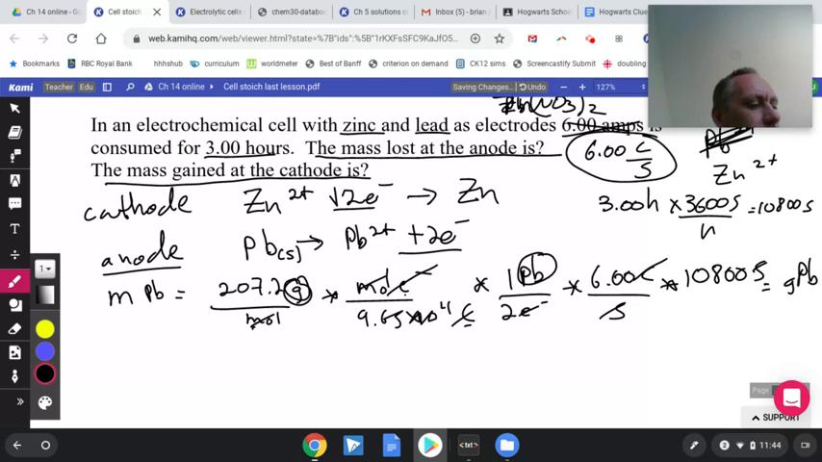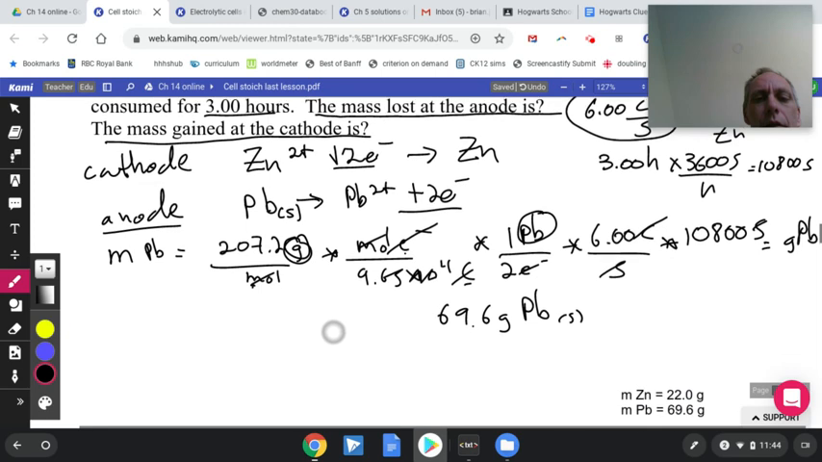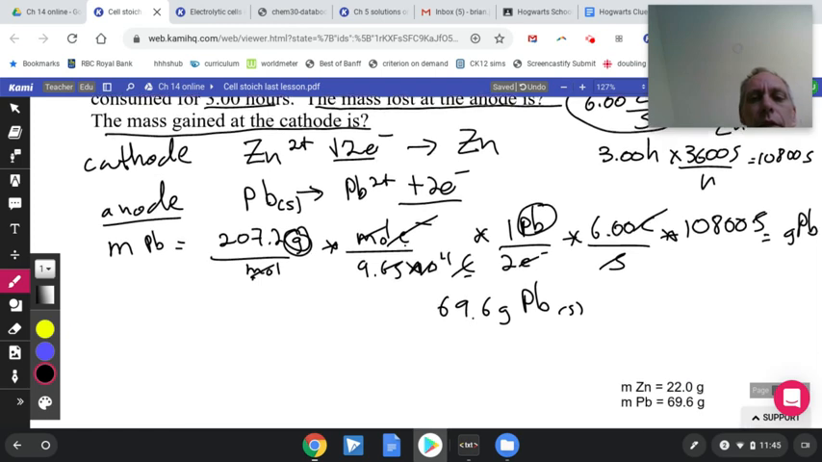Run all the numbers through and you get 9. Whoops, let's try that again. Flip the page and you get 69.6 grams of lead, solid, lost at the anode. Zinc 2+ at the cathode.